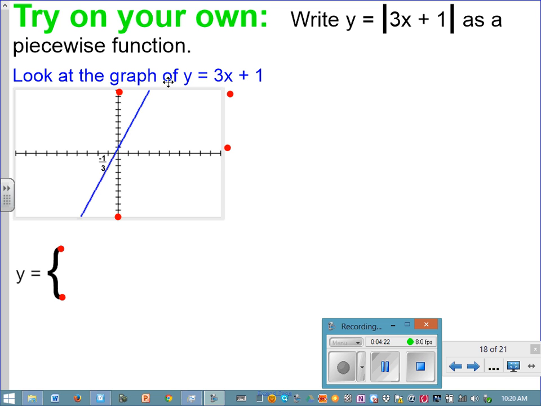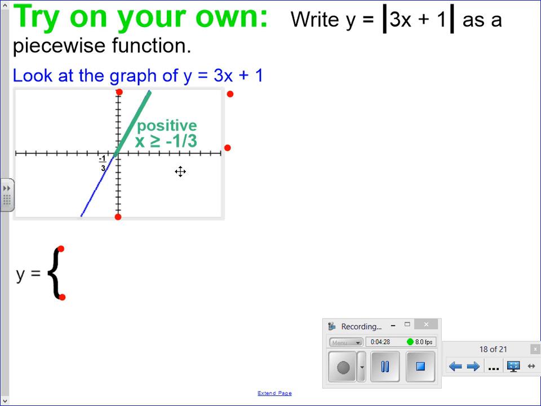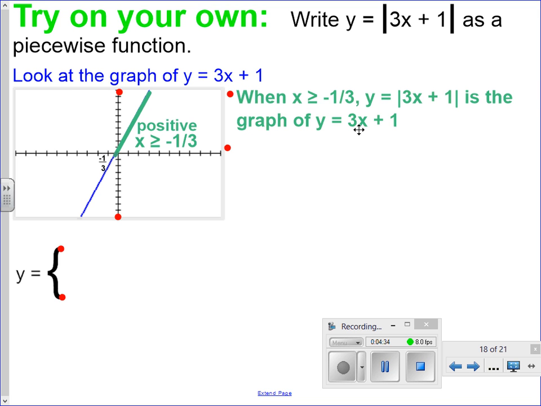Okay, so taking the graph of 3x plus 1, where the x-intercept is at negative 1/3, you can look at, first of all, the positive piece. So this graph is positive when x is greater than or equal to negative 1/3. So what that means is when x is greater than or equal to negative 1/3, the absolute value function is just the graph 3x plus 1. So when I come down to my piecewise function, the positive piece is just 3x plus 1 when x is greater than or equal to negative 1/3.